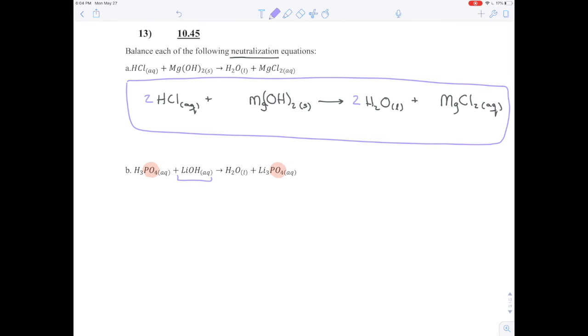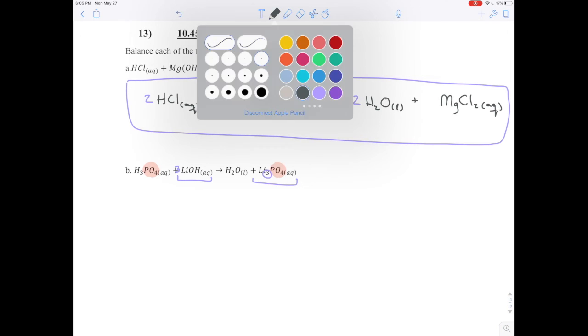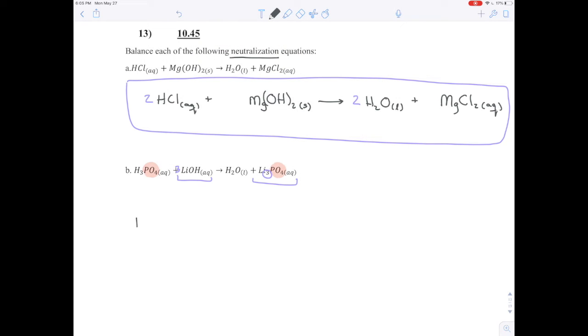How many lithiums are on the left? Look at the bottom left. There's only 1. How many lithiums are on the right of the arrow? Look at the bottom right. There are 3. So what do we need to multiply the smaller number, 1, by to get 3? 3. So that would bring the number of lithiums we have to 3, and now the lithiums are balanced. Okay, let me take a second to rewrite this equation so that we have a little more room.